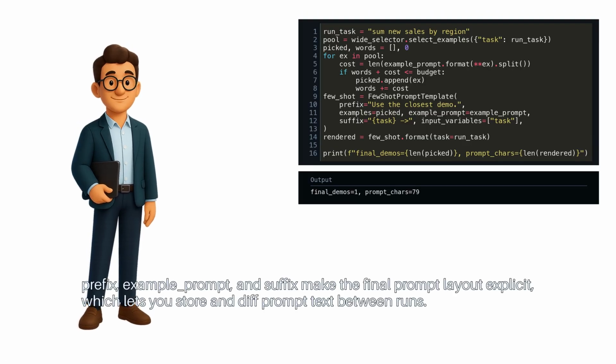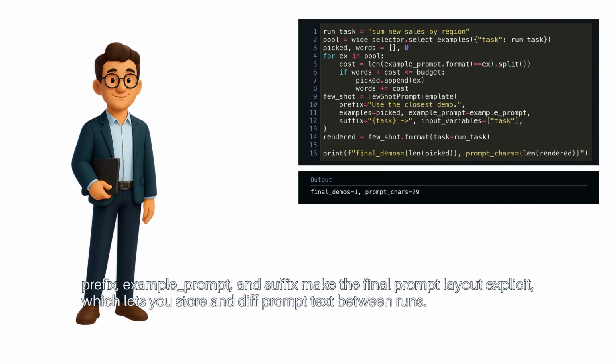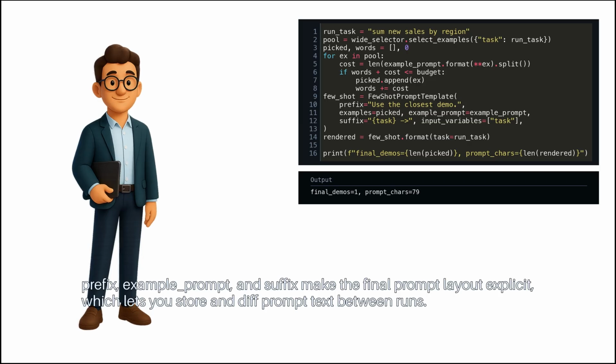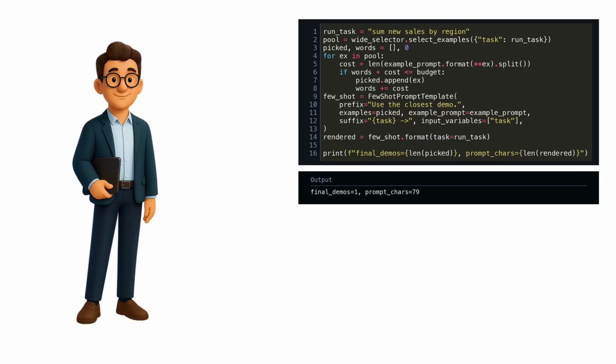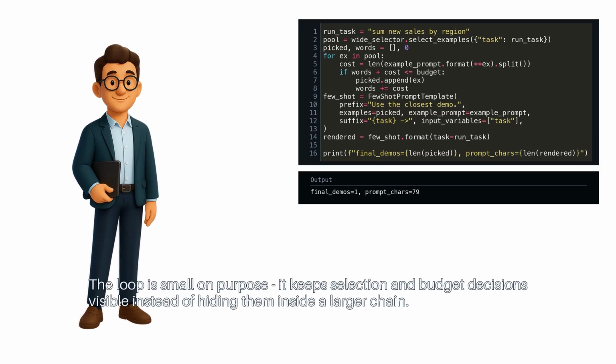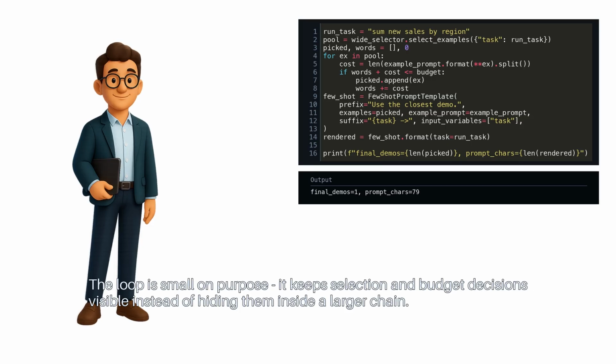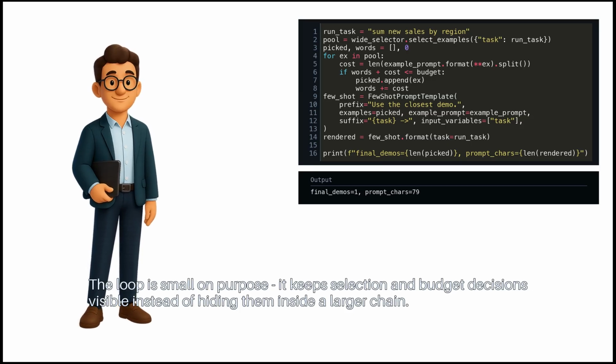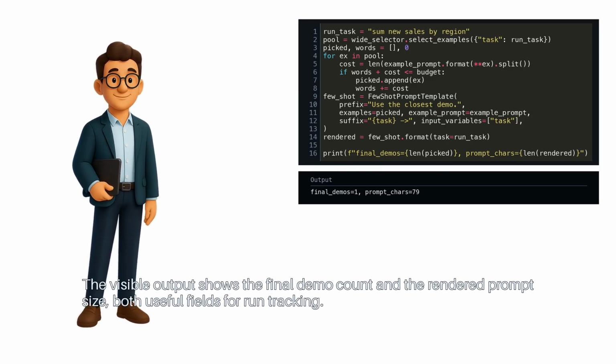Prefix, example prompt, and suffix make the final prompt layout explicit, which lets you store and diff prompt text between runs. The loop is small on purpose. It keeps selection and budget decisions visible, instead of hiding them inside a larger chain. The visible output shows the final demo count and the rendered prompt size, both useful fields for run tracking.